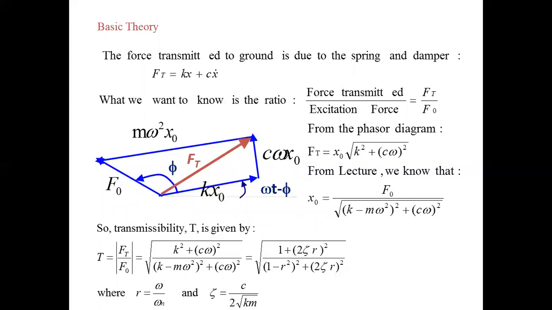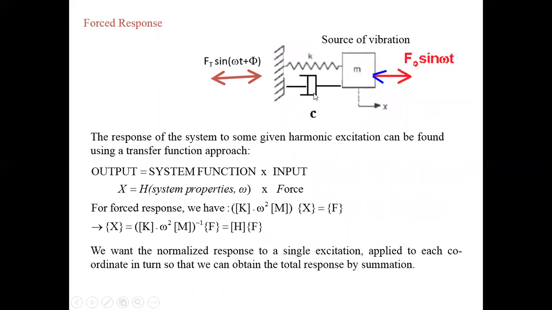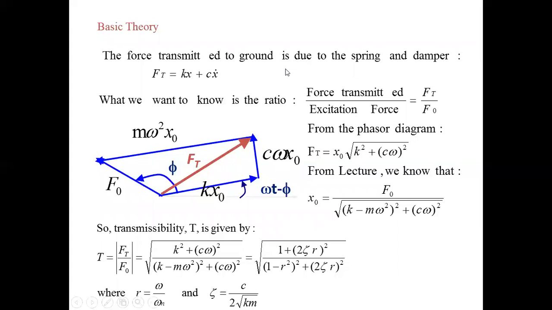What we want to know is the ratio of force transmitted divided by excitation force, Ft by F0, right? Which force is transmitted? The force transmitted to the system. The external force which is applied to the system and the force which is transmitted to the system is called Ft, and the ratio is Ft by F0.